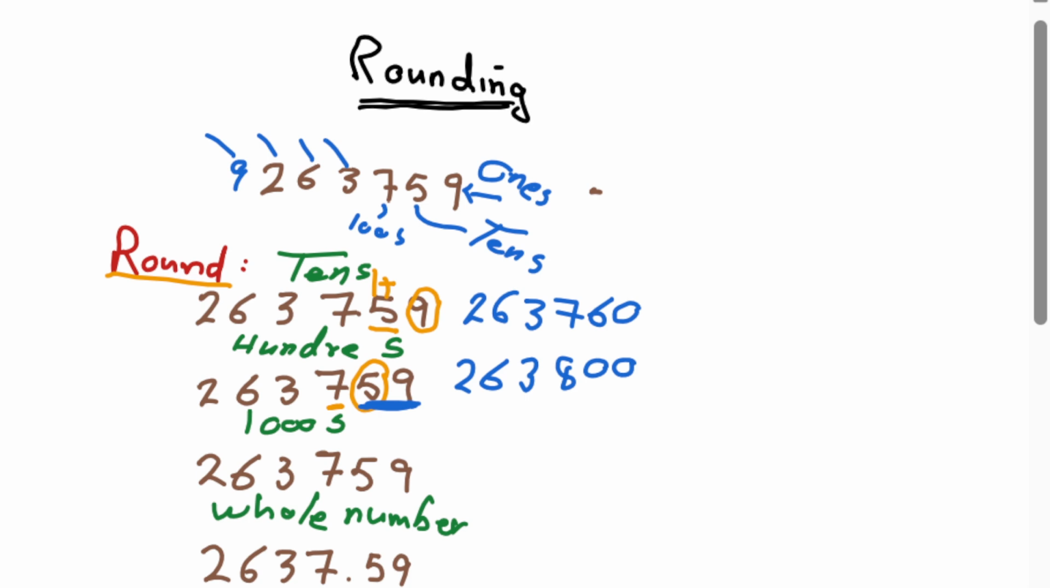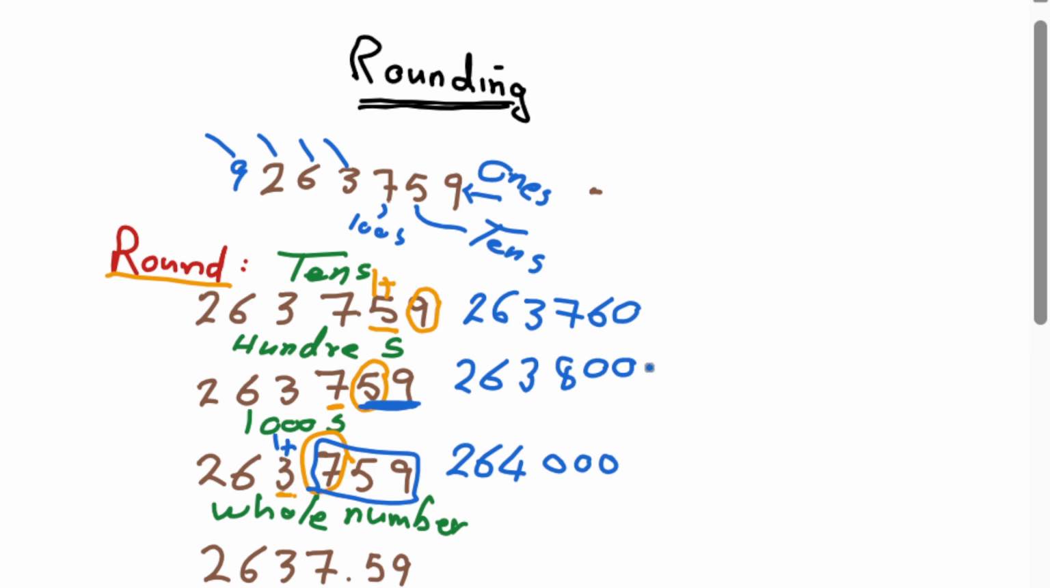The next question, round to the nearest 1,000. So ones, tens, 100, 1,000. We underline it. We look at the next number. The next number is more than 5. So the 3 goes up. We add 1 here. So your answer is 2, 6, 4. The circle number and everything to the right becomes zeros.